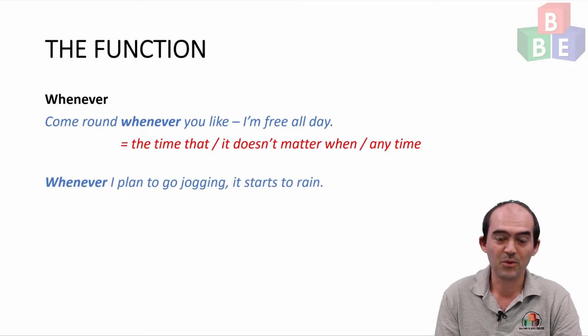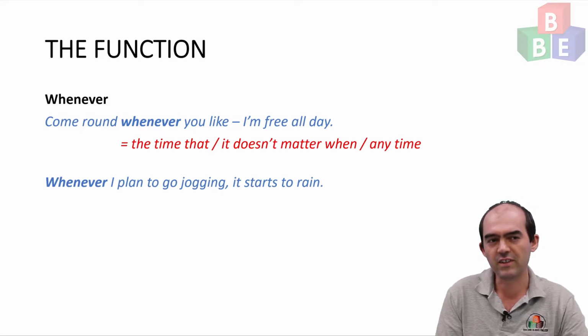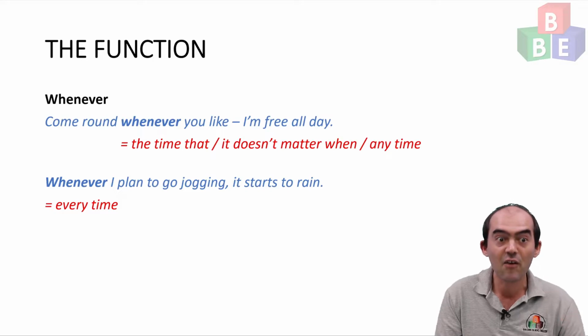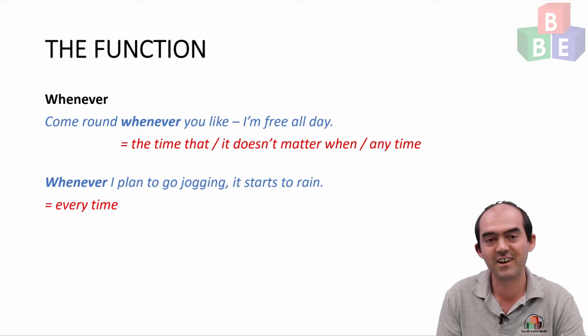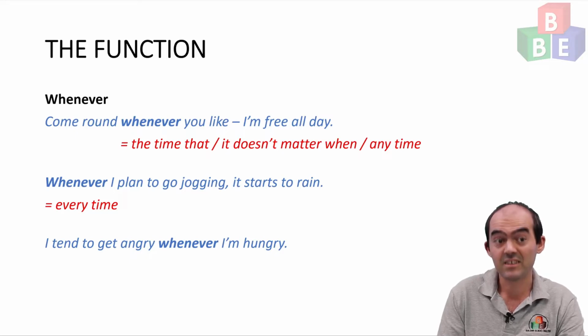Here's another example. Whenever I plan to go jogging, it starts to rain. In this case, it's referring to any time, but we could more specifically refer to it as every time. Whenever I plan to go jogging, every time I plan to go jogging, it starts to rain. Or, I tend to get angry whenever I'm hungry. So, every time I'm hungry, I usually get angry.